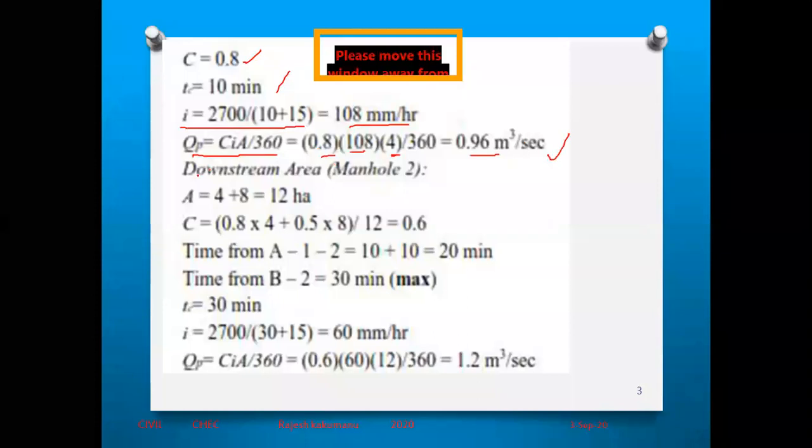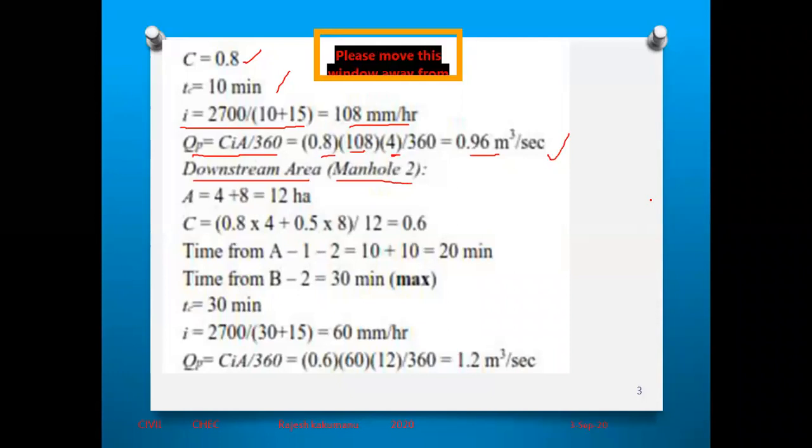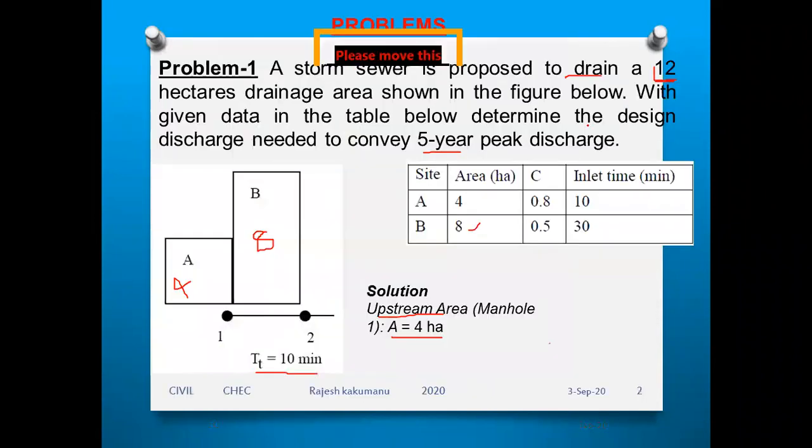Now see the downstream area, that is manhole 2. Why are we talking about manhole 2 and manhole 1? Because in the question it is given that a storm sewer is proposed to drain. Drain means to discharge outside. How much? 12 hectares of drainage as shown in the figure. These two combined, you get 12 hectares, right?